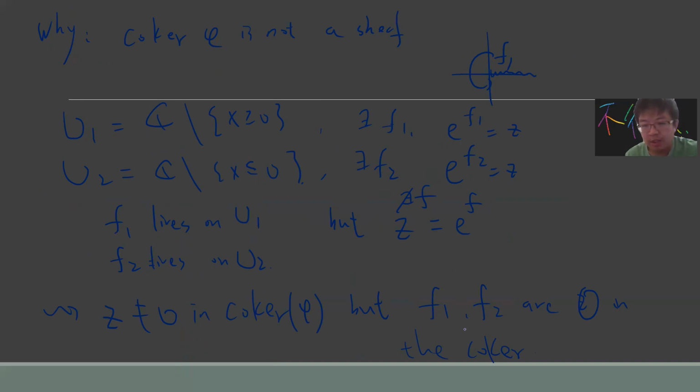So by the sheaf axiom, let me recall the sheaf axiom. One sheaf axiom is that, let's say your U is covered by the Ui, and suppose you have two functions f and g such that f restricted on Ui is the same as g restricted on Ui, then f should equal g on U. Right, this is the sheaf axiom.